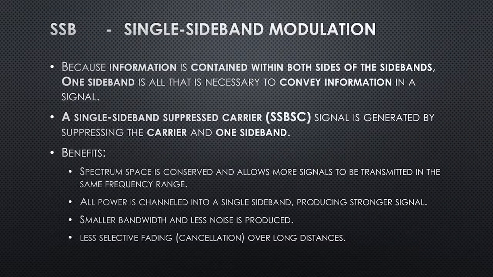Now we talk about the SSB signal, single sideband modulation. Because information is contained within both sides of the sidebands, one sideband is all that is necessary to convey information in a signal. A single sideband suppressed carrier, SSBSC, signal is generated by suppressing the carrier and one sideband. The SSB signal has some benefits, which are: first, spectrum space is conserved and allows more signals to be transmitted in the same frequency range.